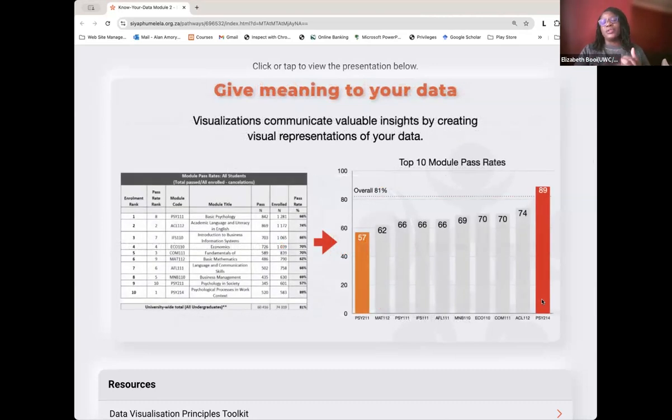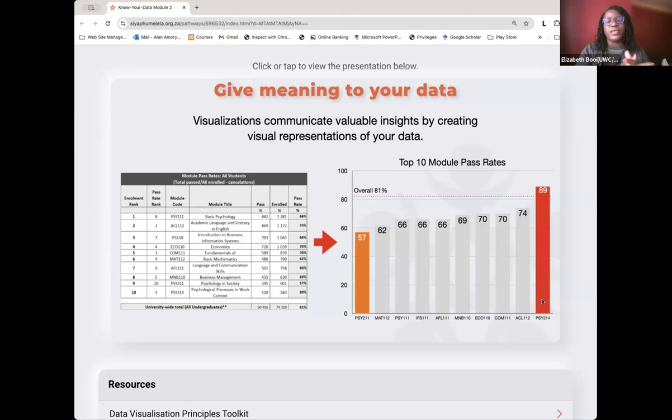So I'm going to move on to show you some examples. I'm not saying you need to do it this way. There are best examples out there as well. I'm just highlighting some of the key elements based on what we just discussed now. So in terms of giving meaning to your data, you need to make sure that every table that you are designing, developing or trying to visualize communicates valuable information, by creating a visualization that makes sense or highlights.